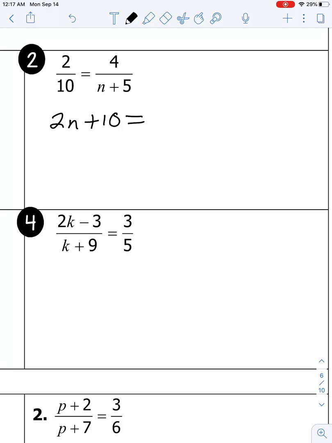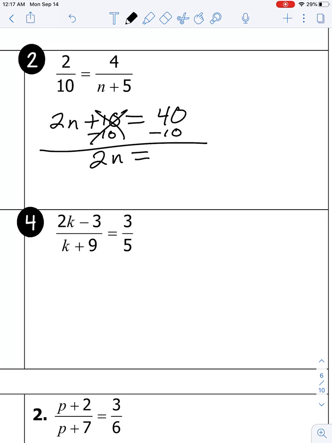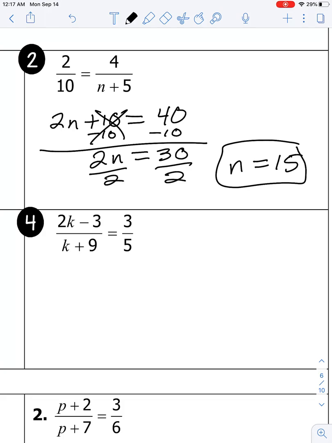And then on the other side, 10 times 4 is 40. And now you've got a two-step problem. We subtract 10. That cancels out. We get 2n equals 30. And then divide by 2. n equals 15. And that's our answer.